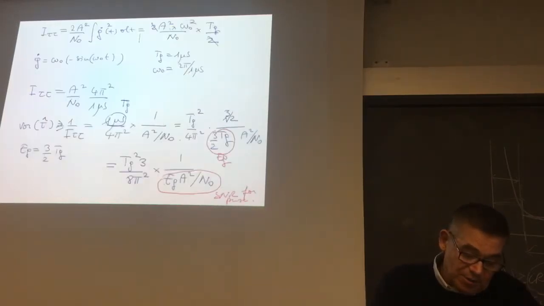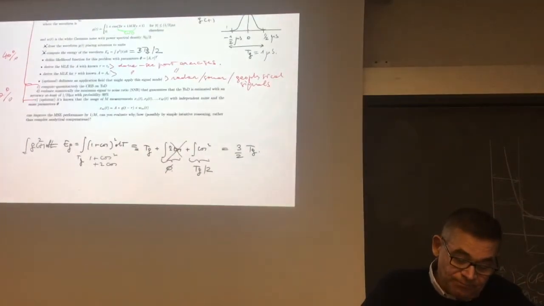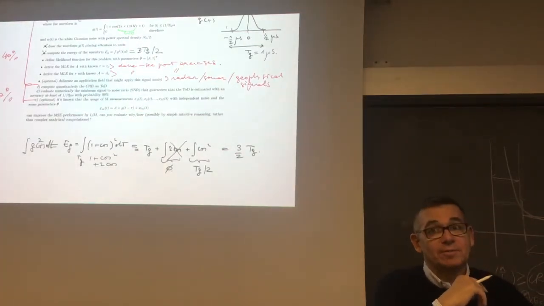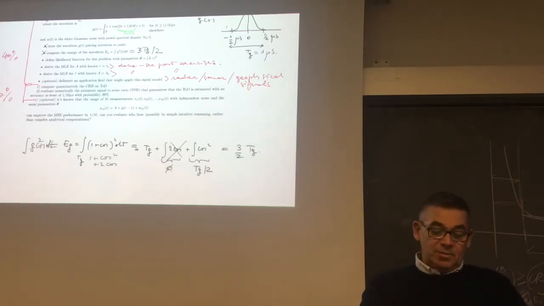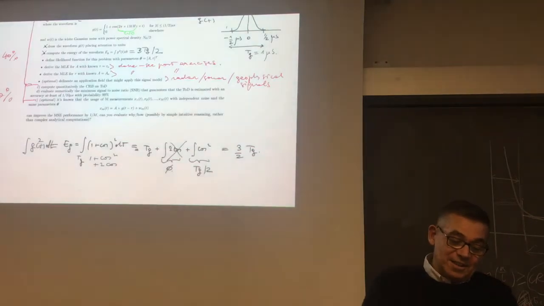Now, let's see what the text is asking again. It's not finished. The text says, optional: it is known that the usage of M measurements with independent noise and the same parameters can improve the MSE performance by 1 over N. Can you evaluate why and how, possibly by simple and intuitive reasoning rather than complex analytical computations? So, look, the answer is already given here.